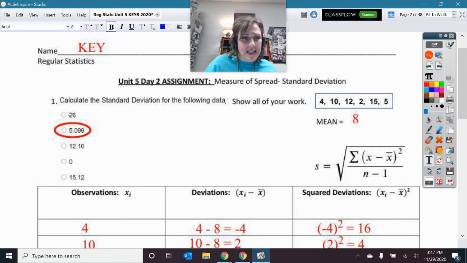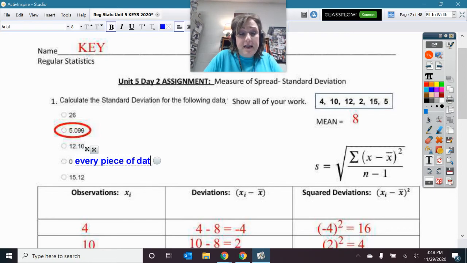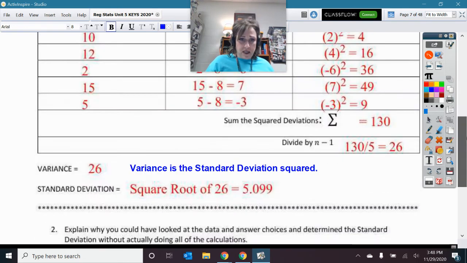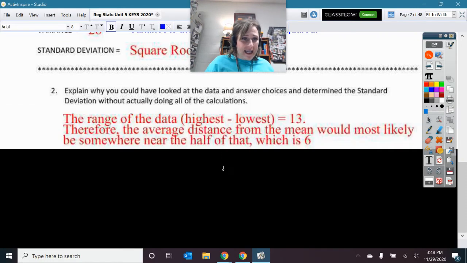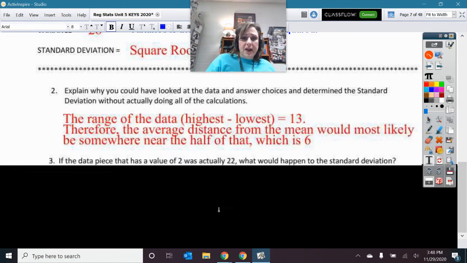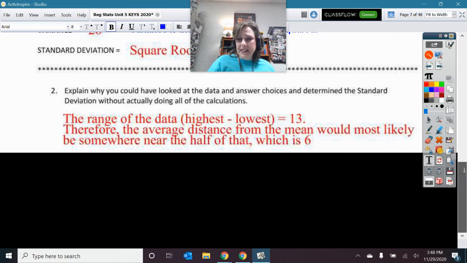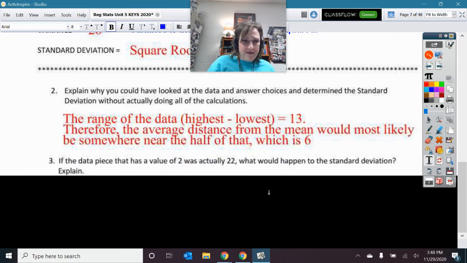So by looking at this, it's definitely not 26, probably not even 12. It's definitely not 15, and it's not 0, because that would mean every single piece of data is the same. In order to have a standard deviation of 0, every piece of data is the same. And we'll see that actually in, I think, another question. All right, so moving on, that is why I answered it this way. Therefore, I expect it to be somewhere mostly near half of that.